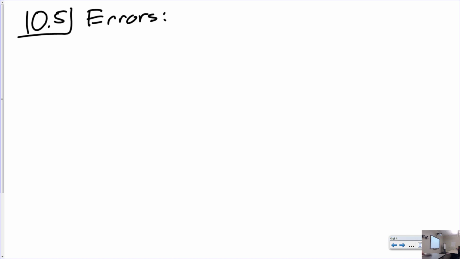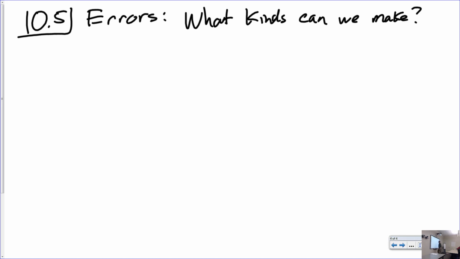So 10.5 is all about errors. At this stage, we've been doing some testing for a little while, and we've been either rejecting or failing to reject the null hypothesis. So in these tests that we're taking, what error might we make? When we get finished with a particular test, we do one of two things, right? We can either reject the null hypothesis or fail to reject the null hypothesis.